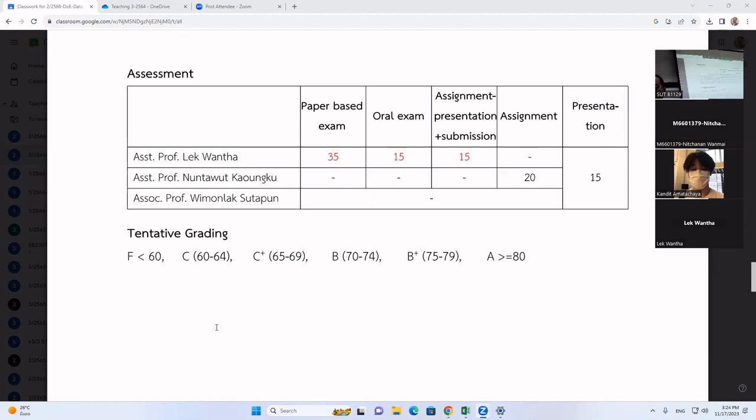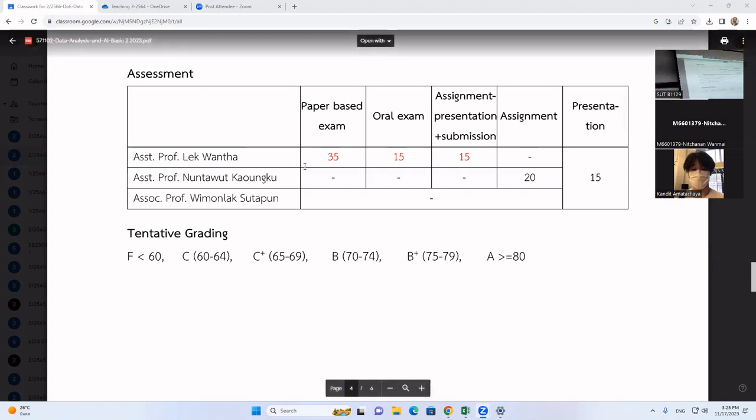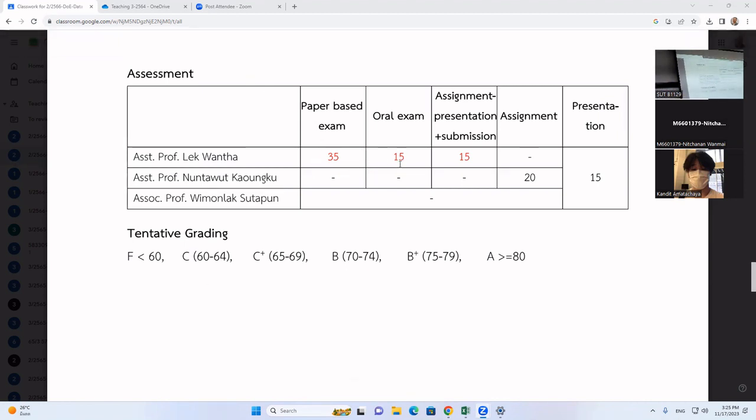So what about the evaluation? No. For chemology only. Yes. No, for chemology, this is for material class, not chemology. Yes, I will send you again. Okay. It's maybe 50% paper-based exam, right? 50%. And 20% oral exam, it's maybe 15% assignment and 15% paper. Okay?